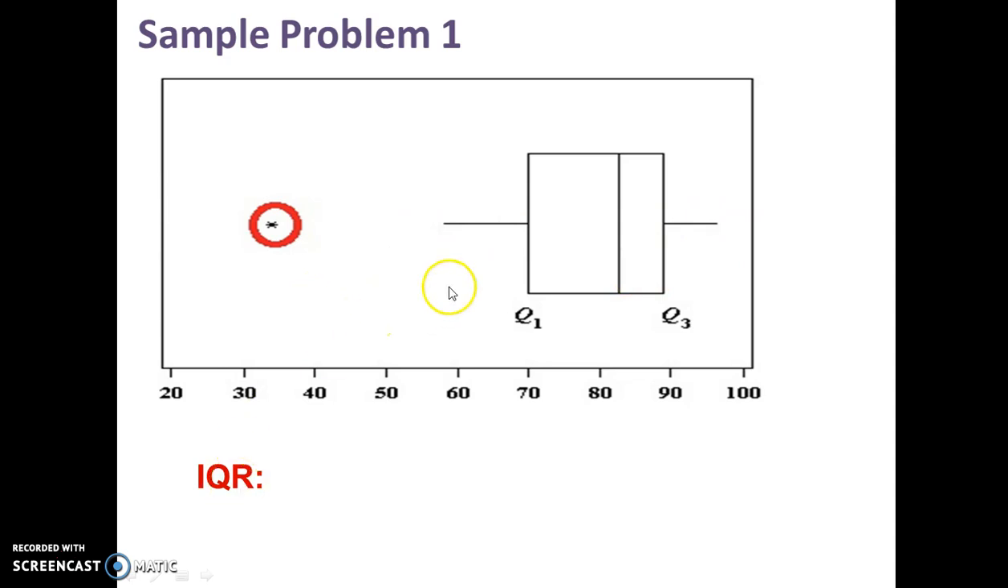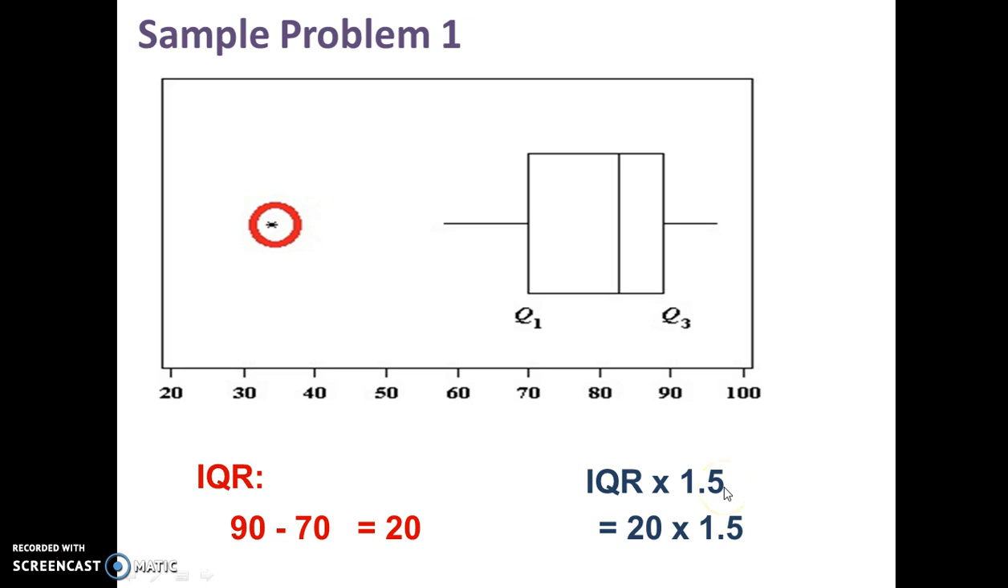So here, what's the IQR? Well, the IQR is the difference between Q3 and Q1. So it looks like Q3 is close to 90, Q1 is about 70. Let's assume this is 90, even though it looks like it's a little bit less. Let's just assume that's 90. So 90 minus 70 is going to be our IQR, interquartile range, which is 20. Again, we take our IQR number, we multiply by 1.5 every time. All right, 20 times 1.5 is 30.